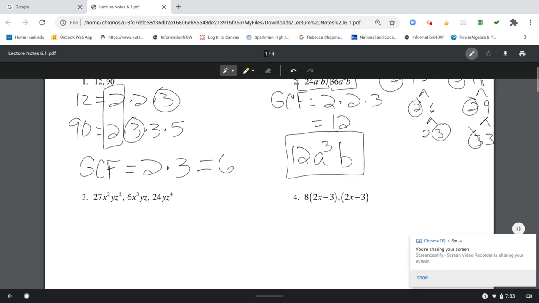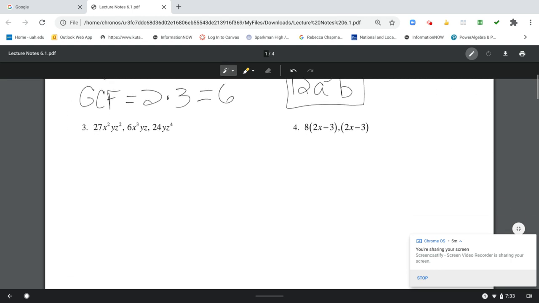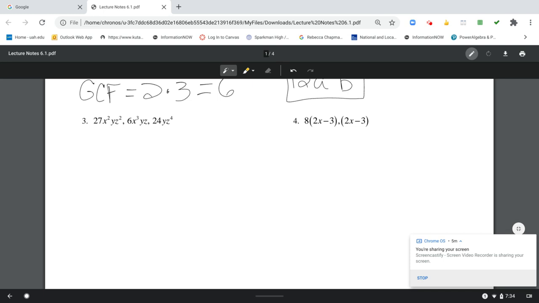In the third example, we have three monomials, so we've got to get the greatest common factor here. Now, some of you may already tell that the greatest common factor is 3, but I am going to break down the numbers so you can see where the 3 comes from. 27, that's 3 times 9 and 3 times 3.